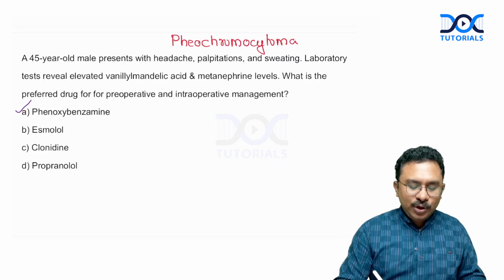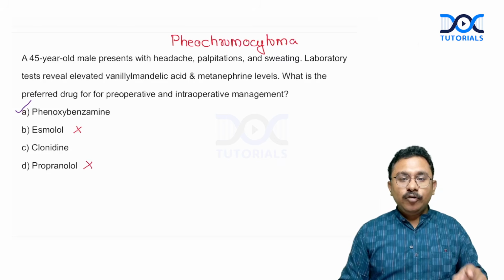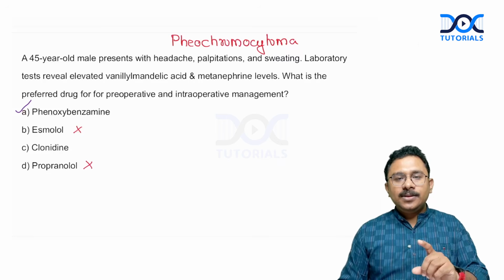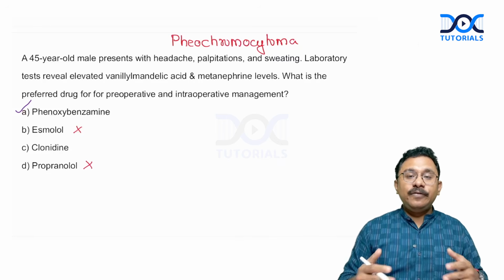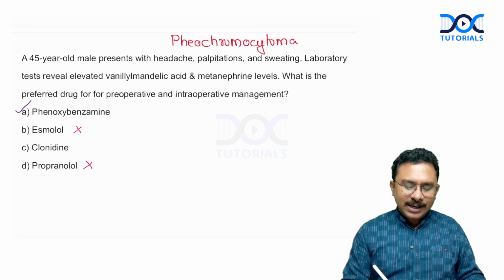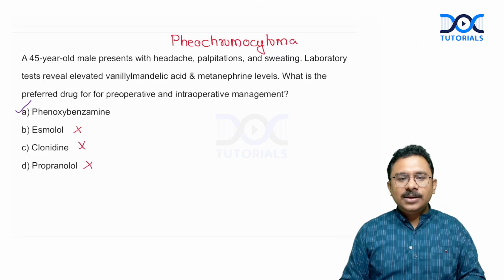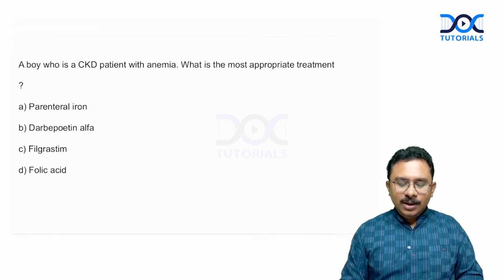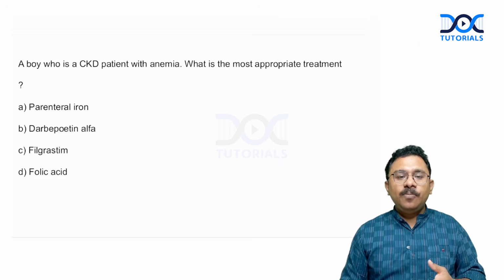And I've always told you, avoid beta blockers before giving alpha blockers. If you first give a beta blocker, there is a chance of unopposed alpha action resulting in a pheochromocytoma crisis, a hypertensive crisis, and also clonidine is not a preferred agent for the management. Answer is option A. A boy with chronic kidney disease with anemia, what is the most appropriate treatment?